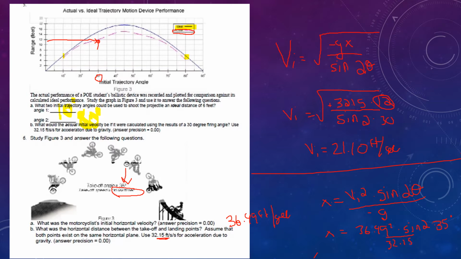So solve it out. You should come up with a horizontal distance of 39.99 feet. So A is 36.99, B is 39.99 feet.